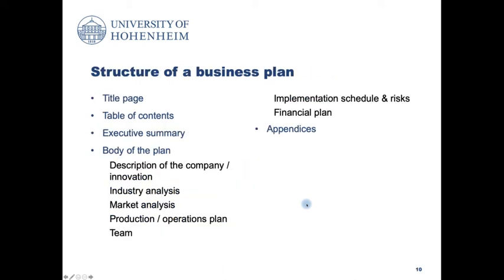Now let's have a look at the structure of a business plan. Of course, a traditional business plan typically contains something like a title page, a table of contents, an executive summary, very important, and the body of the plan consists of a description of the innovation or the company, if you're starting up a company. You analyze the industry, provide a summary. You analyze the market, provide a summary. You have a production operations plan, and you think about the team. And of course, you talk about financial risks and the plan. And the business plan is typically not that thick, but it can contain a lot of appendices, etc.